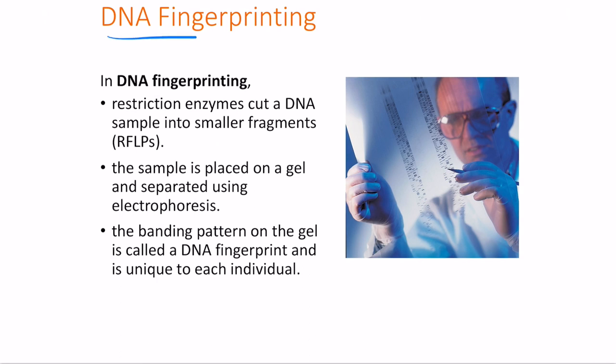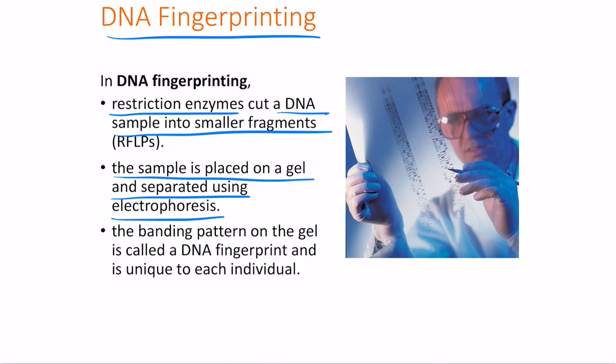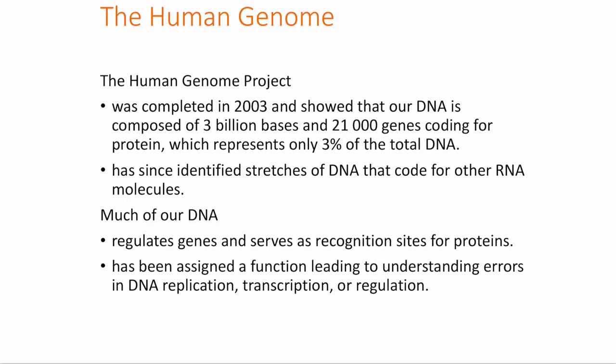Next process is DNA fingerprinting. DNA fingerprinting uses restriction enzymes to cut a DNA sample into smaller fragments. And then the sample is placed on a gel and separated using electrophoresis. The banding pattern on the gel is called a DNA fingerprint, and it is unique to each individual.